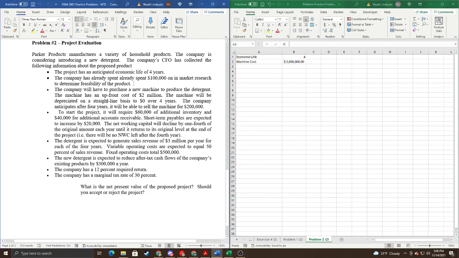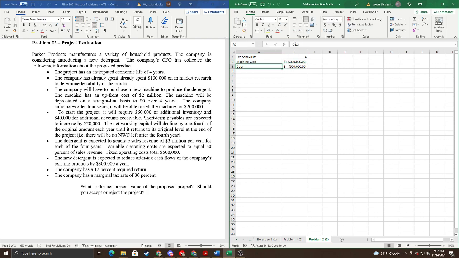The machine will be depreciated on a straight line basis to 0 over 4 years. So depreciation will equal 2 million divided by 4. So the full price, because it's going to 0 over 4 years, gives us depreciation of $500,000. And we're also going to make both of these negative, just so it's easier going forward.